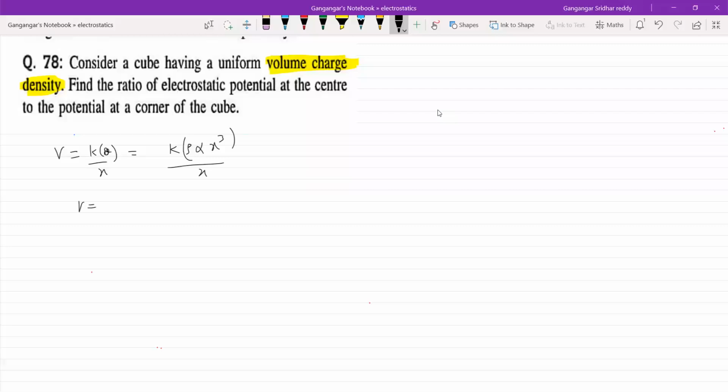So finally, let me take beta. We can write this potential as proportional to rho into x square, K beta. The beta depends upon the type of shape of the object. The value of beta will determine, because what is Q? Q is the total charge of the object. If it is a sphere, it will be rho into 4 by 3 pi x cube. I'm just taking dimensional analysis, that's all, from dimensions.